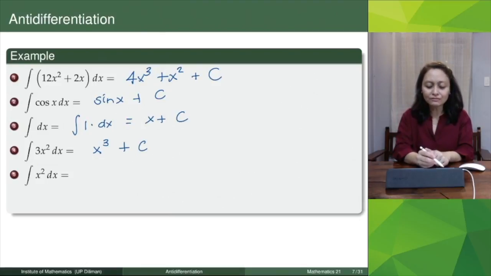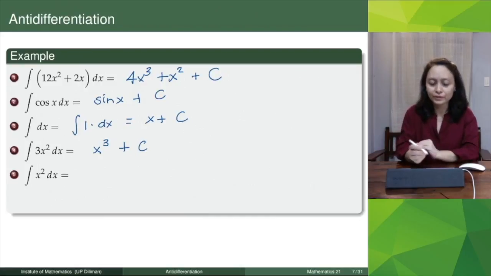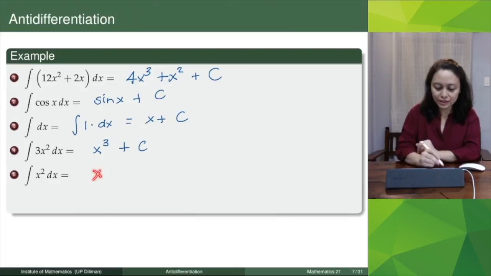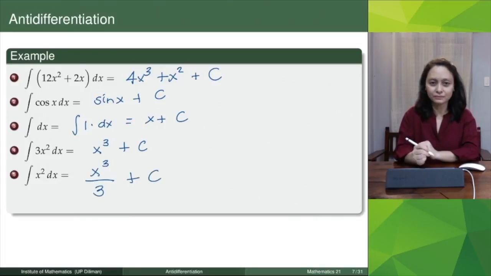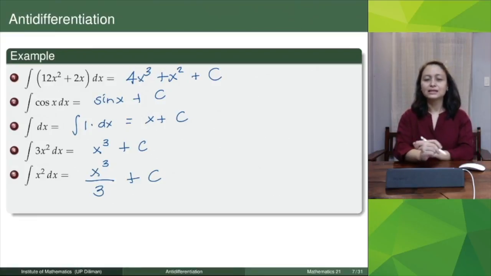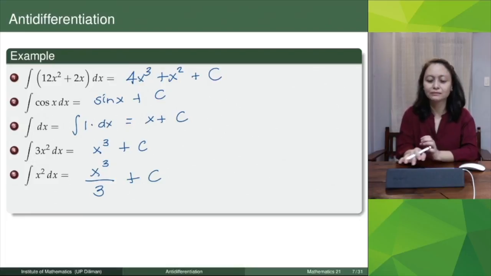Next, antiderivative of x squared dx. If you compare it with number 4, okay, pareho lang sila except for kulang ng constant na 3 sa number 5. So, let's try. Sorry. The antiderivative of x squared is x cubed over 3 plus c. Let's check the derivative of x cubed is 3x squared divided by 3. So, magka-cancel out yung 3, you get x squared. Derivative of c is 0. Okay?